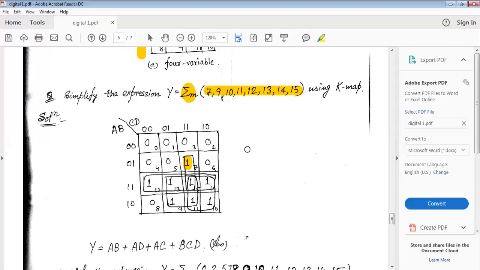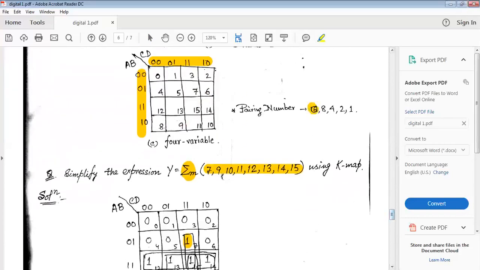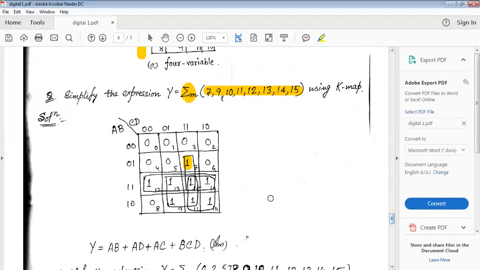Now we have to pair. How can we pair these? We take the maximum number of ones, and it must be a power of 2. My first preference will be: if there are 16 ones, you have to pair all 16 ones. Then we look for 8 ones, then 4 ones, then 2, and then only a single one. So in that case, first we have this row that has 4 ones.